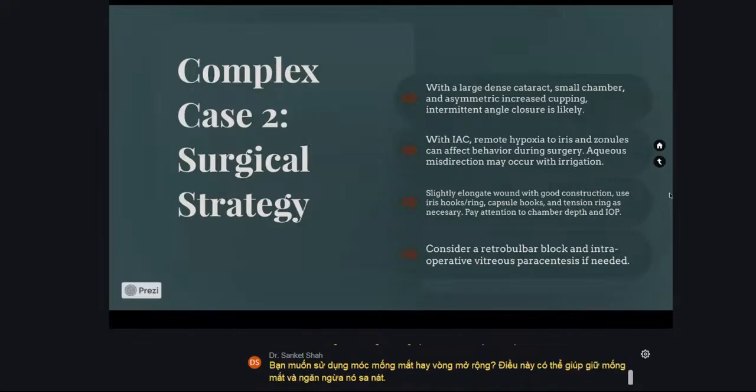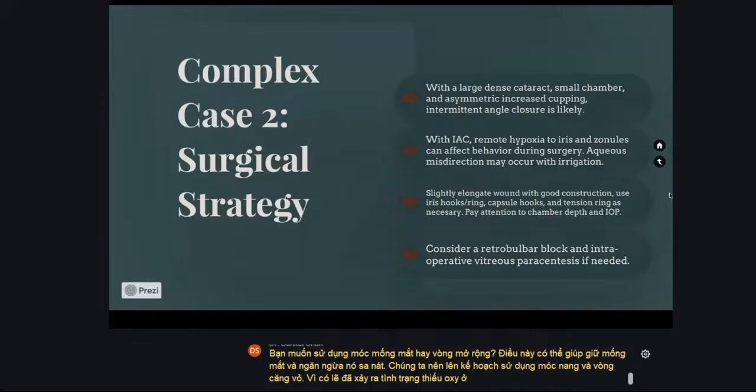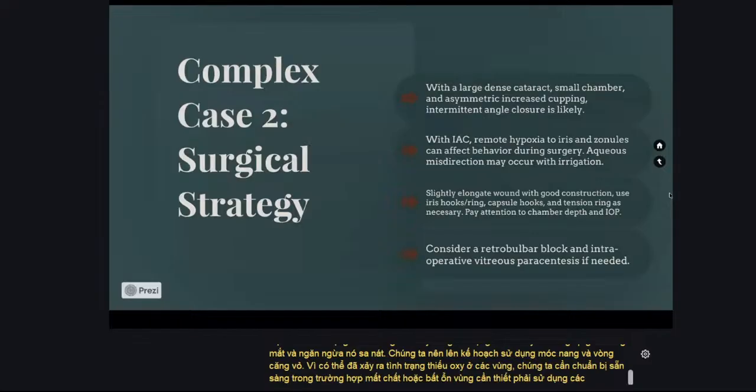We should plan to have capsule hooks and a capsular tension ring. Given that there has probably been hypoxia to the zonules, we need to be ready in case of zonular dehiscence or instability that need these instruments to help us get the lens out safely.